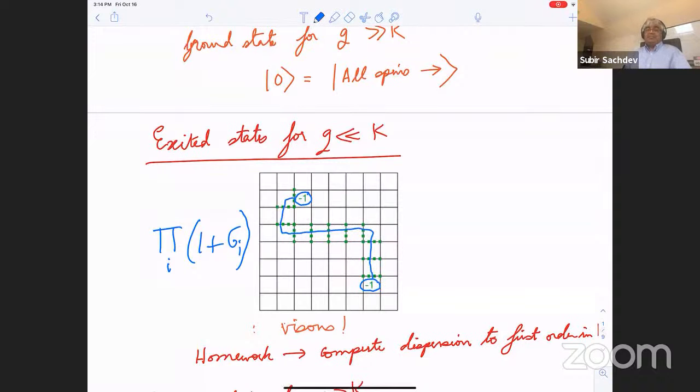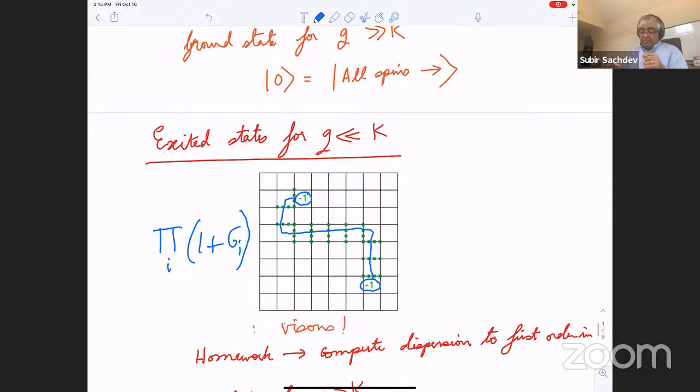And these are obviously the Visons. So they come in pairs, and there's a whole gas of them as you turn up G from non-zero values. And that's precisely what this is designed to do. It's designed to answer what happens when these Visons start behaving like quantum particles.